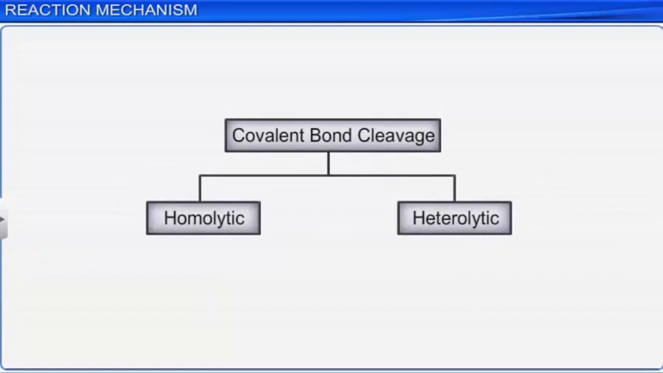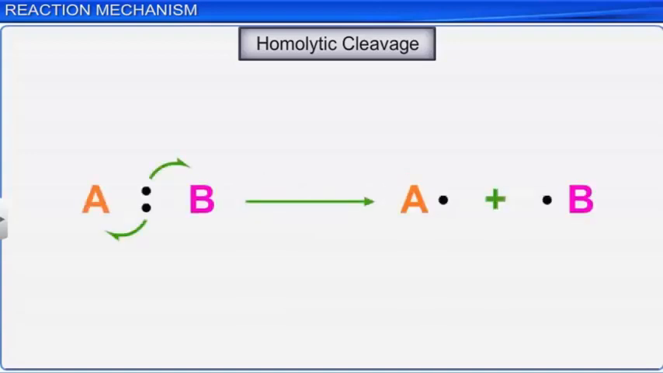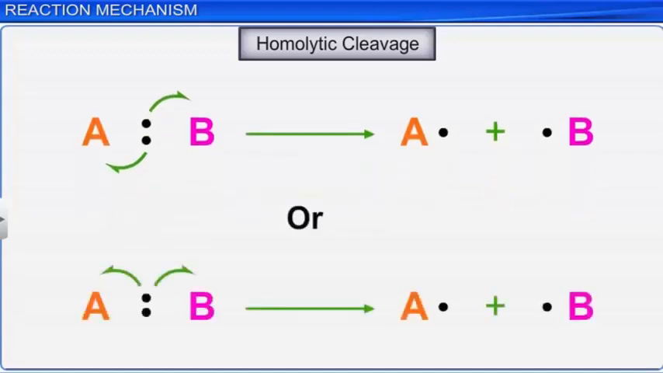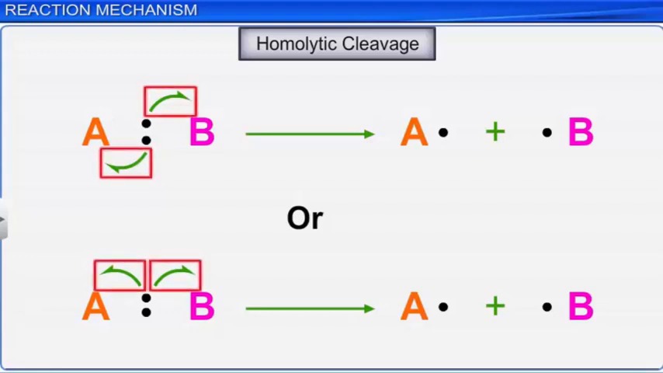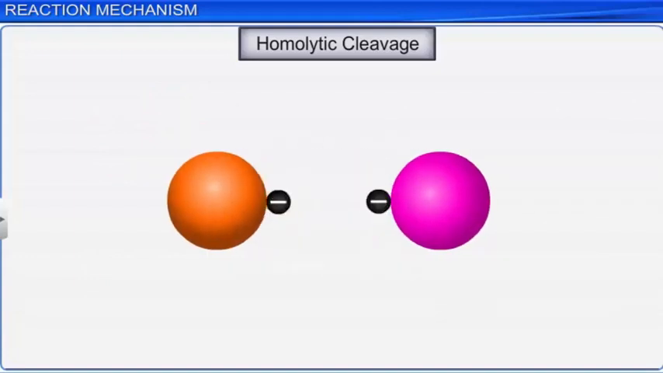A covalent bond can get cleaved either by homolytic cleavage or by heterolytic cleavage. In homolytic cleavage, a bond breaks equally in such a way that each atom gets one electron of the shared pair. A fishhook or half-headed arrow is used to show the movement of a single electron. Homolytic cleavage results in the formation of neutral atoms or groups with one unpaired electron. These are known as free radicals.